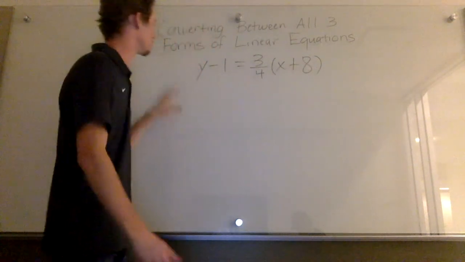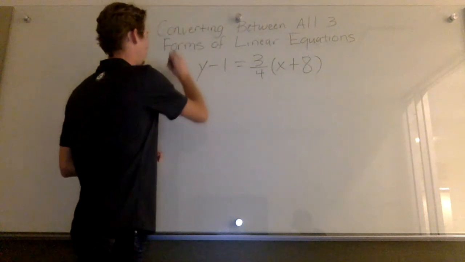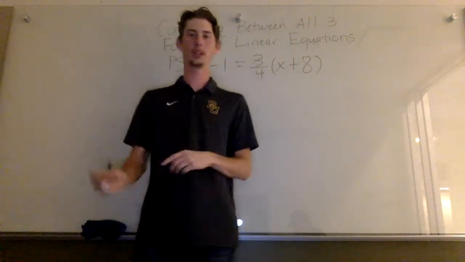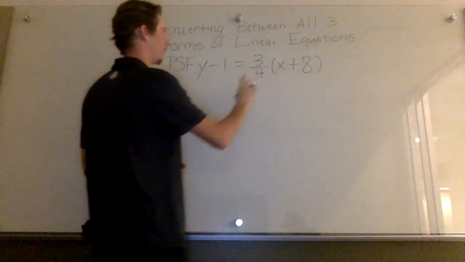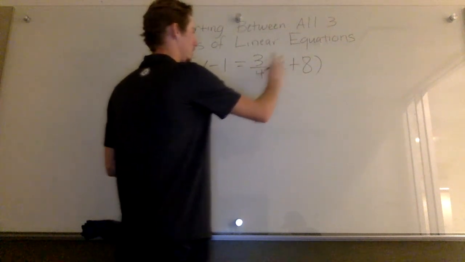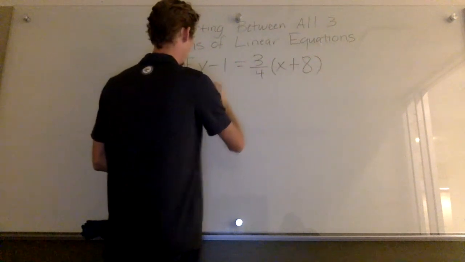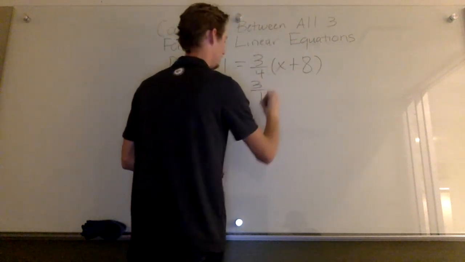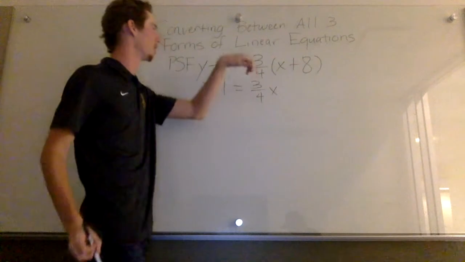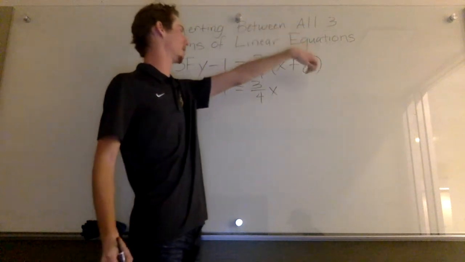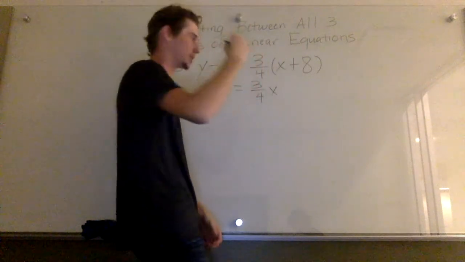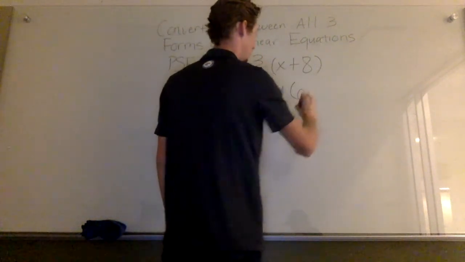All right, so here again is our point-slope form, and we're going to first put it in slope-intercept form. So let's start working on that. Always going to need to distribute the slope, so let's go ahead and do that. 3/4 times x just gives us 3/4 x. 3/4 times 8 is going to give us 24 over 4, which simplifies to just be 6.